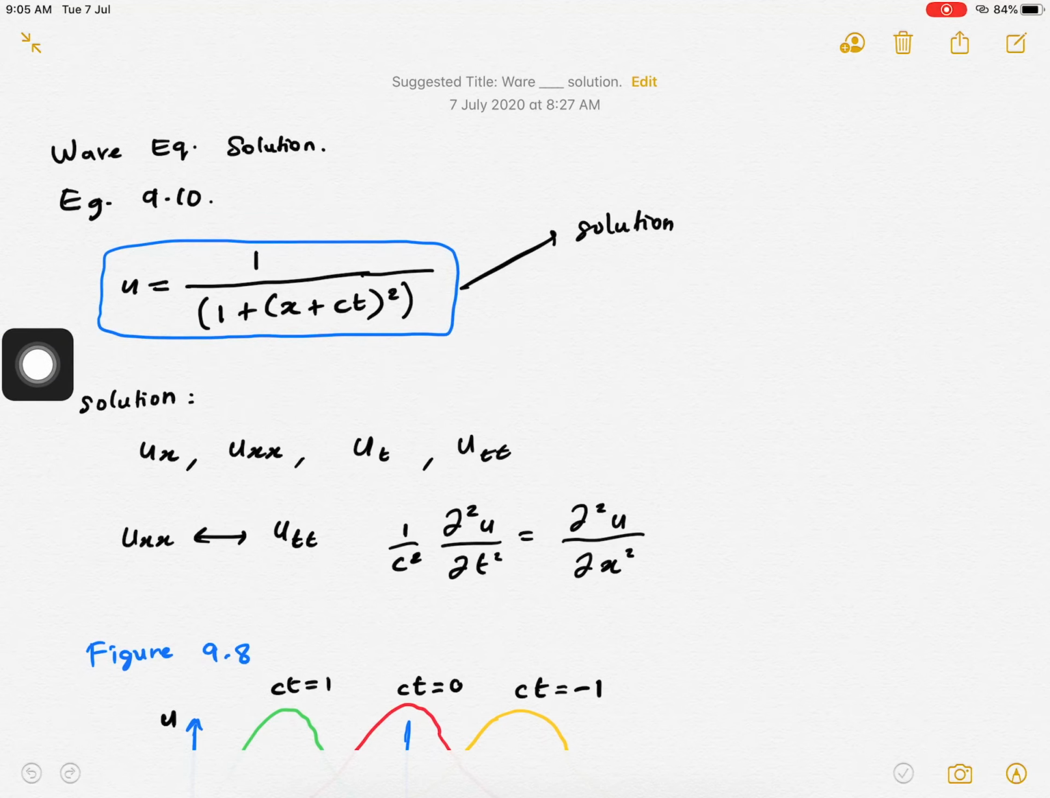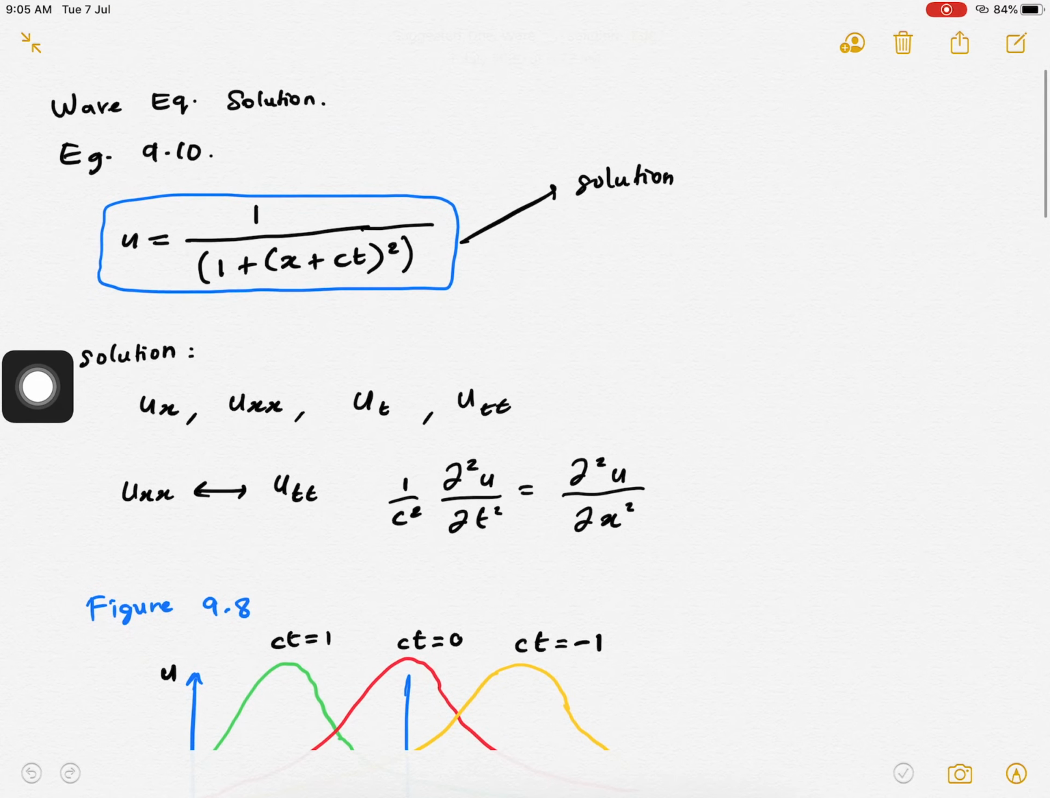Okay, so when we have this solution and we want to prove it is related to the wave equation, we just need to find the first derivative with respect to x, the second derivative with respect to x, the first derivative with respect to t, the second derivative with respect to t, and then after we find u_xx and u_tt, we compare them. We find that this is the relation between the two components, and it satisfies the wave equation.